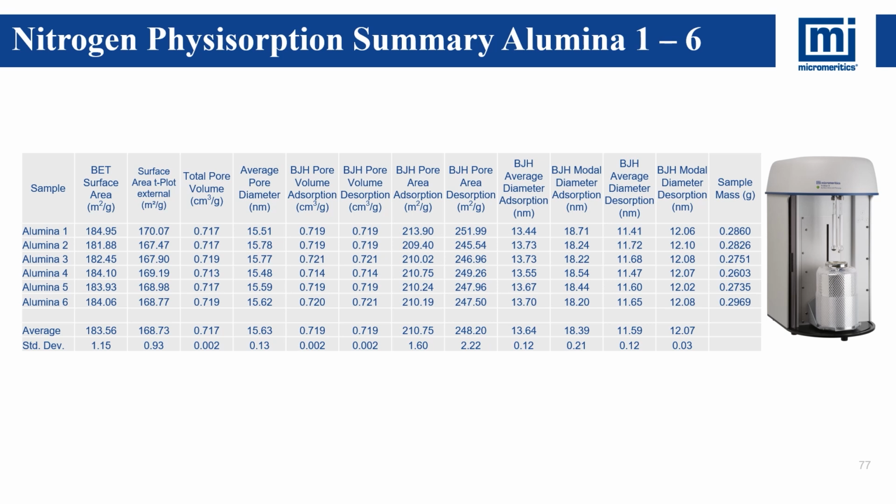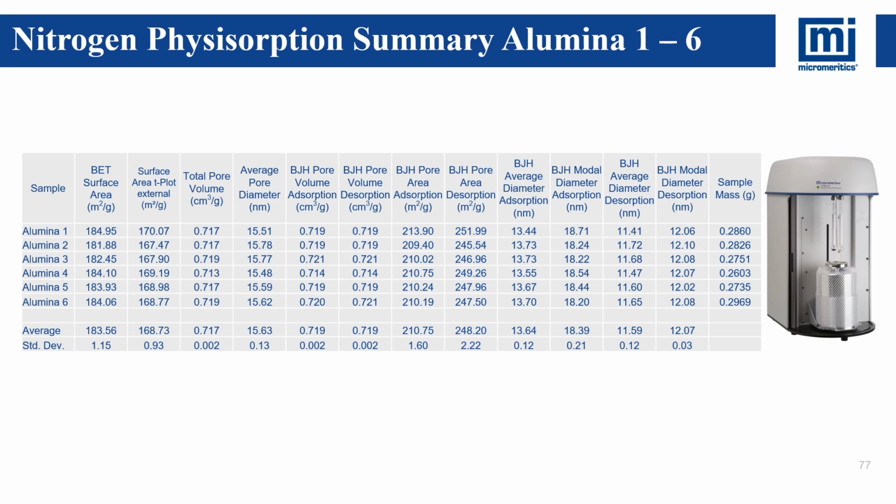Again, we can look at a lot of these different statistics, depends on what people want to use. They're often looking at pore size, they're looking at average pore size distribution, and surface areas are the most common. And again, we see the sample masses here. We used about 0.27 grams for all of them.